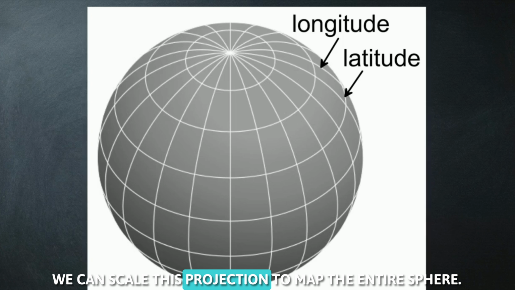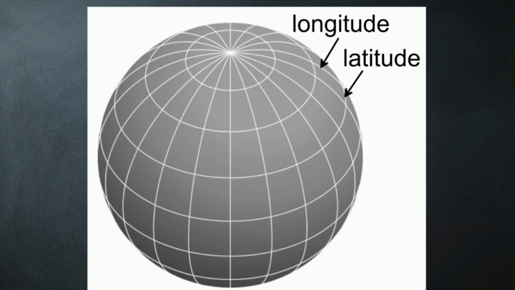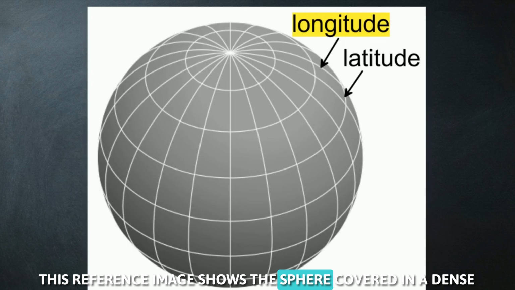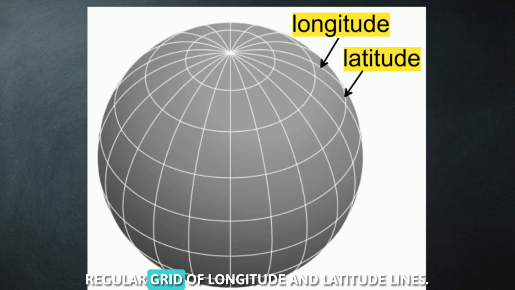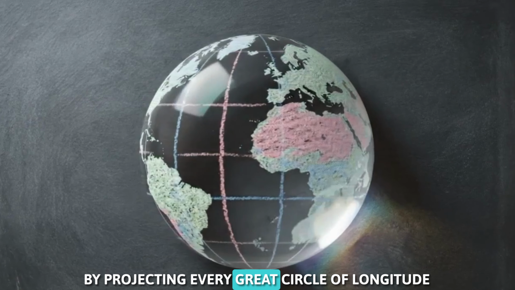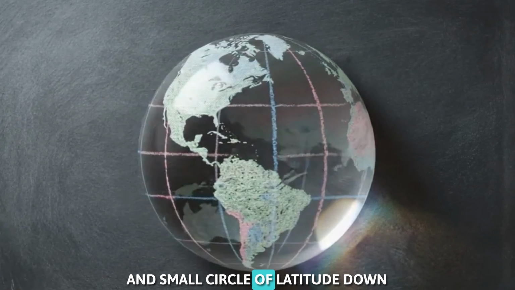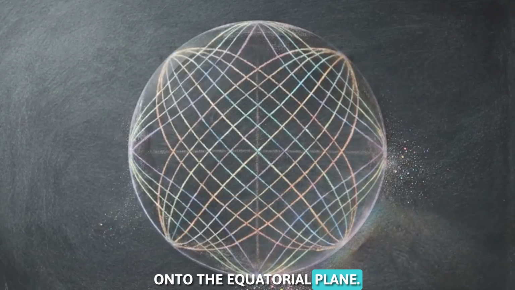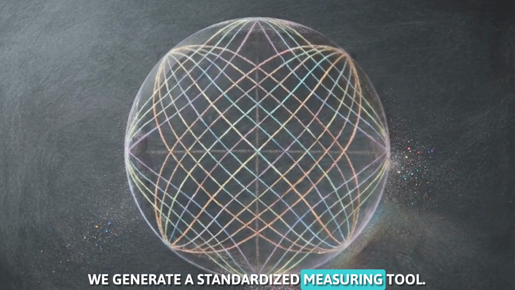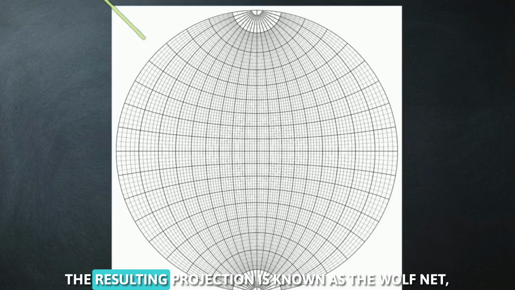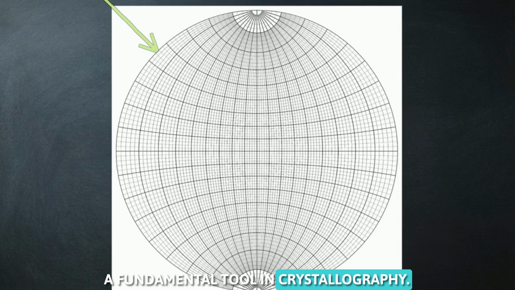We can scale this projection to map the entire sphere. This reference image shows the sphere covered in a dense, regular grid of longitude and latitude lines. By projecting every great circle of longitude and small circle of latitude down onto the equatorial plane, we generate a standardized measuring tool. The resulting projection is known as the Wolf net, a fundamental tool in crystallography.